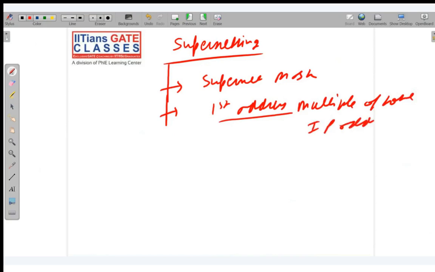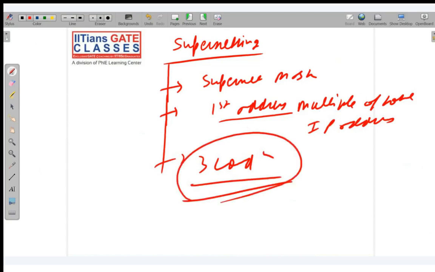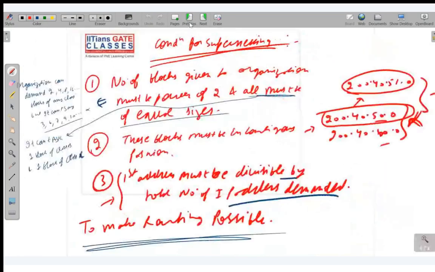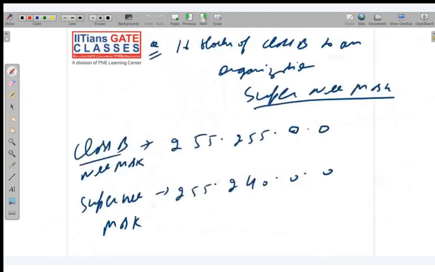Okay, and the 3 conditions which I have told you, these conditions have been asked many times. Same conditions. Blocks must be power of 2. These 3 conditions are very important. Number of blocks, and these blocks must be in contiguous fashion, and first address and so on. Yeah, so I hope you have got it.